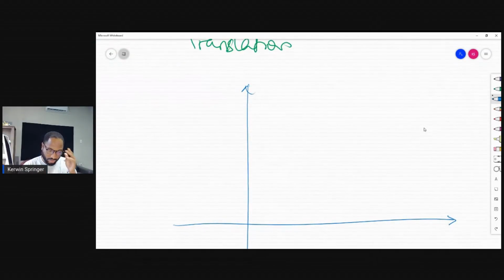So if I have the triangle here and I want to translate this, I'm going to create some numbers. 1, 2, 3, 4, 5, 6, 7, 8. 1, 2, 1, 2, 3, 4, 5, 6, 7. This is translations, guys.